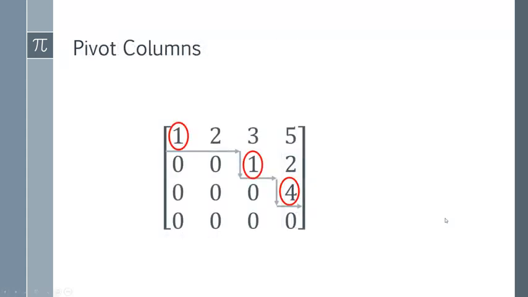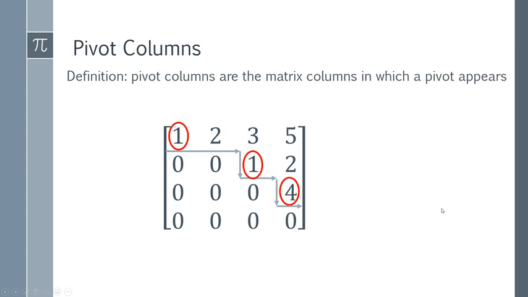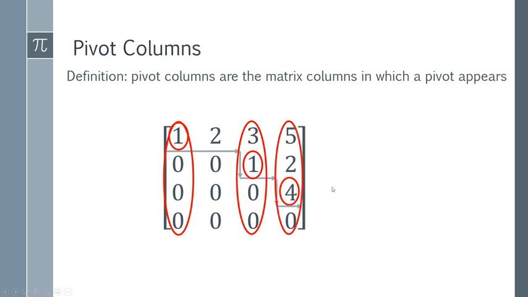We then need to extend this to look at what the pivot columns are. And pivot columns are really simple. Pivot columns are the matrix columns in which a pivot appears. So there's a pivot here, this is a pivot column. There's a pivot here, this is a pivot column. Again, there's a pivot here, this is a pivot column. So you have column 1, column 3, and column 4. They are your pivot columns. It is really that simple.